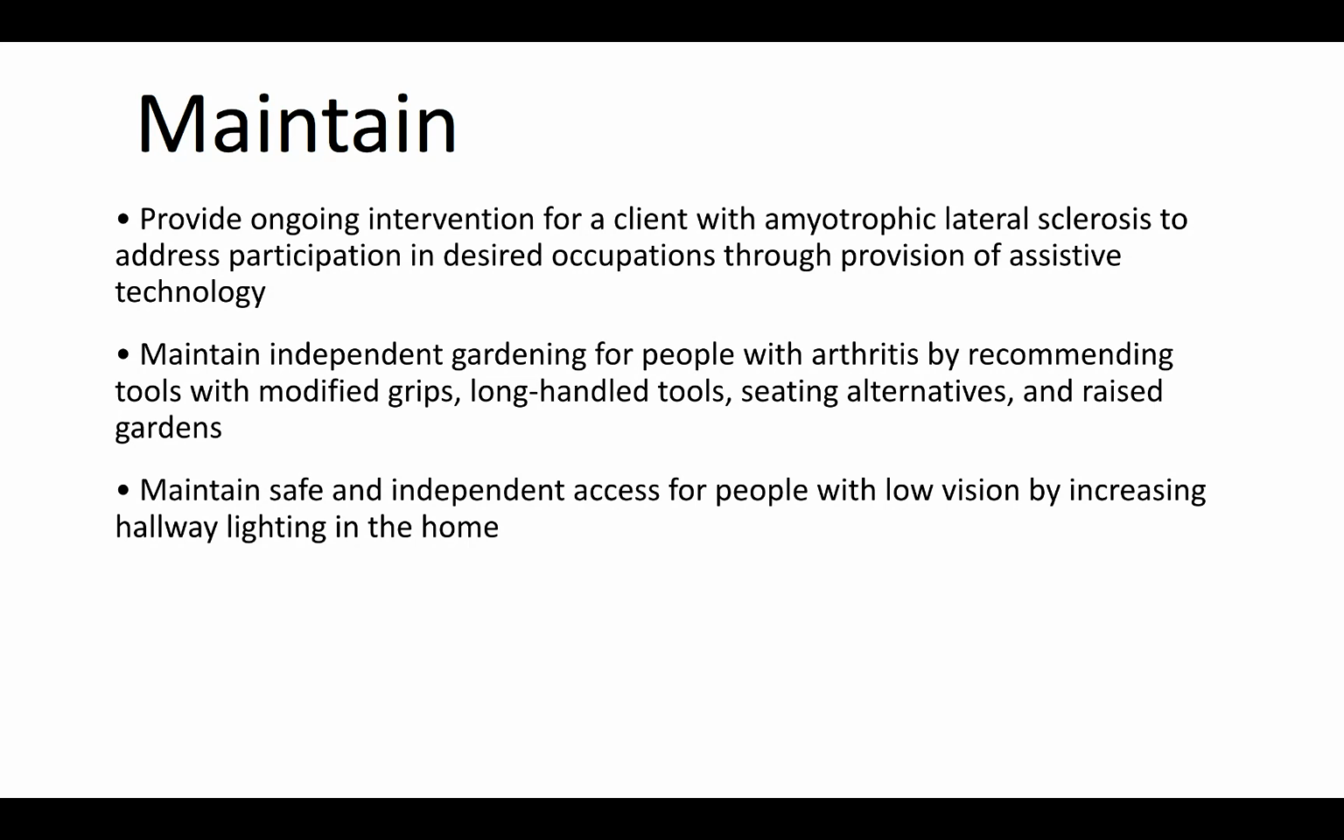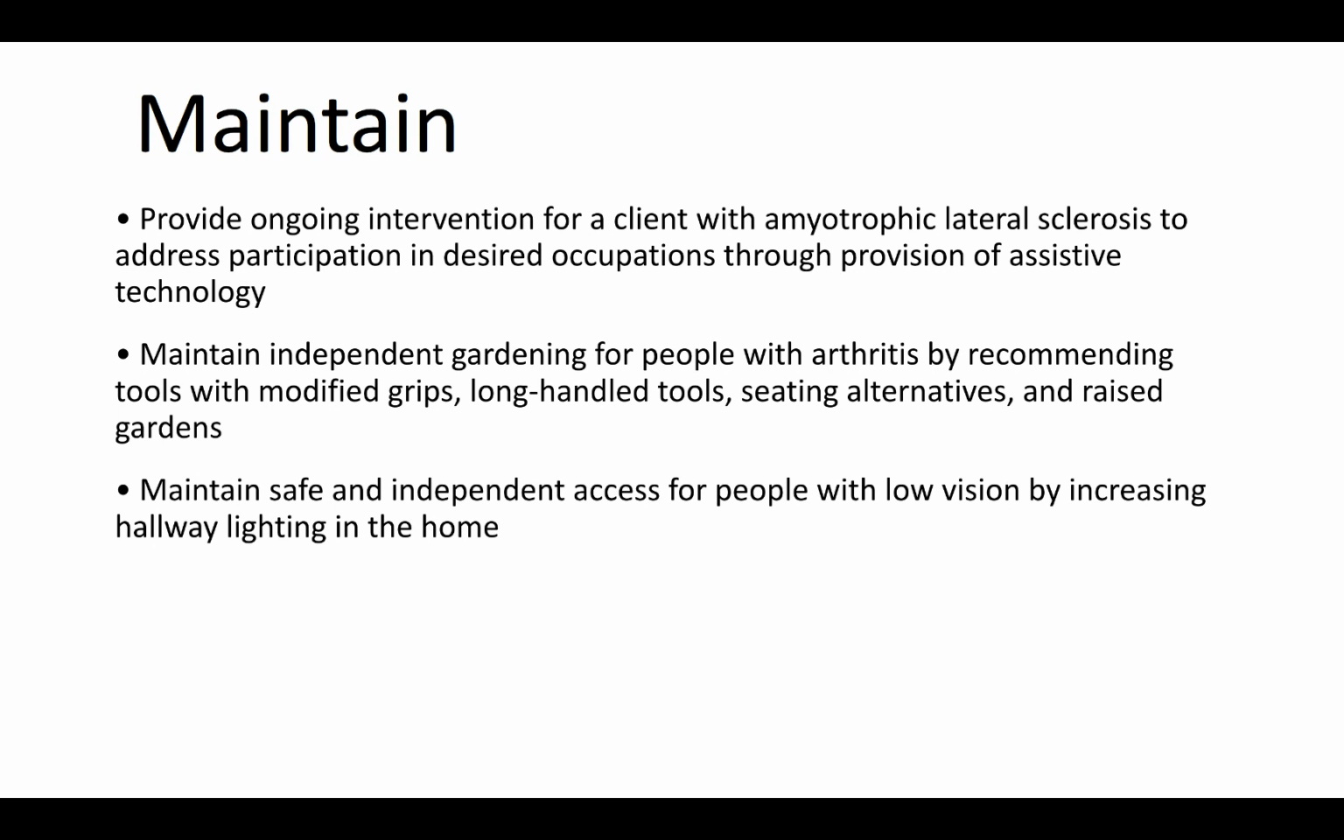But what we can do is, one of the examples is provide ongoing intervention for a client with ALS to address participation in desired occupations through the provision of assistive technology. So we're going to provide assistive technology alternatives in order for them to maintain the highest level of independence that they can. The next example is maintain independent gardening for people with arthritis by recommending tools with modified grips, long-handled seating alternatives, or raised gardens.